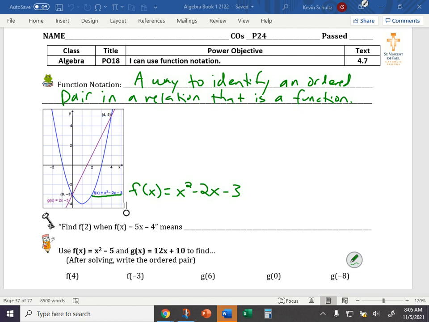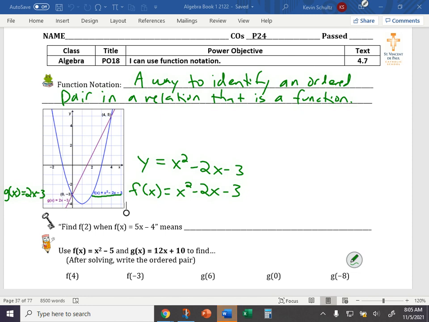Right? And this f of x basically replaces the y variable. So if we wrote y equals x squared minus 2x minus 3, it would mean the same thing. But using that f of x notation, it tells us it's a function. And it helps us identify which equation on this graph I'm talking about. Because this one you can see a little bit more clearly. What does the other equation say? g of x, right? This one over here says g of x equals 2x minus 3.